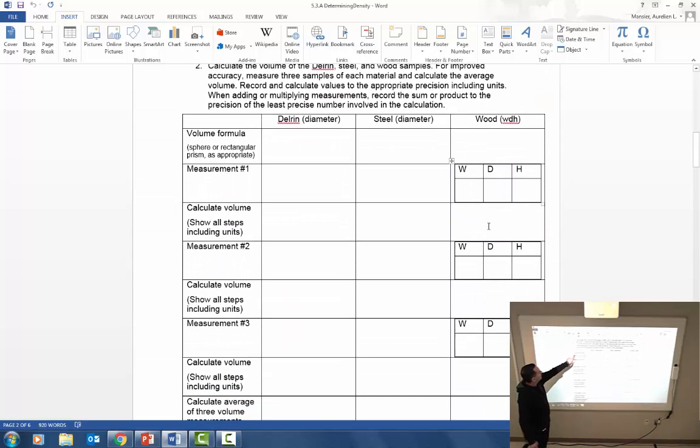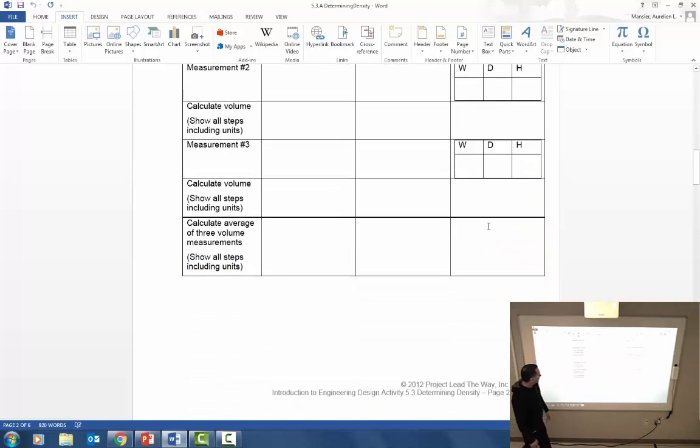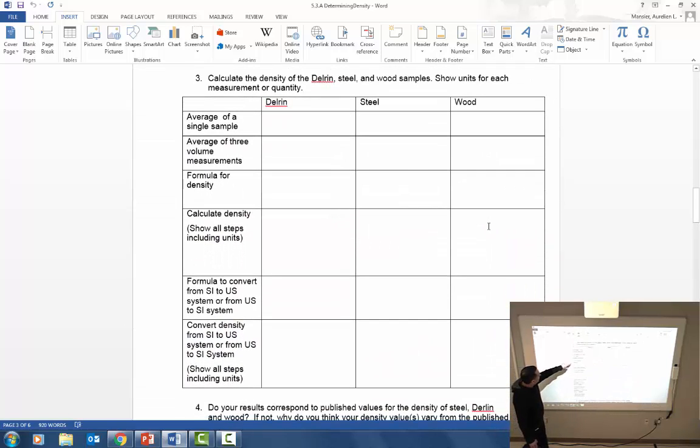Second part then, what formula would I use for a sphere or for a rectangular prism to determine the volume? I'm just adding the formula here. Then using 3 separate samples, like one measurement, the diameter of one Delrin ball, the diameter of one steel ball, one of the wooden cubes, and do that 3 times to get the volume. Okay, we're going to show the work on here. And then finally, we're going to use the formula for density to determine the density of that material.